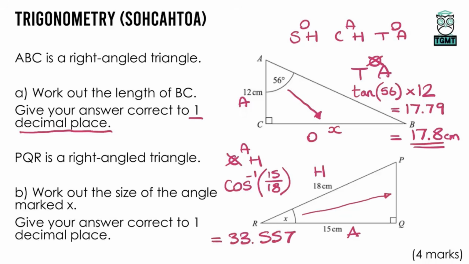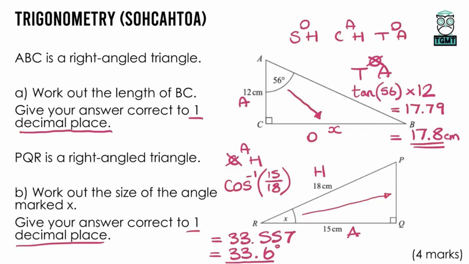33.557. Again, it only wants my answer to one decimal place. So if we round that to one decimal place, we get 33 point. After the 5 is another 5, so 6. And not forgetting, this is an angle, so that is in degrees. There we go, we get 33.6 degrees as our final answer.